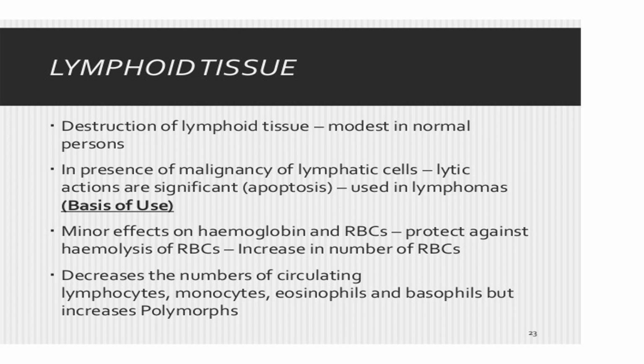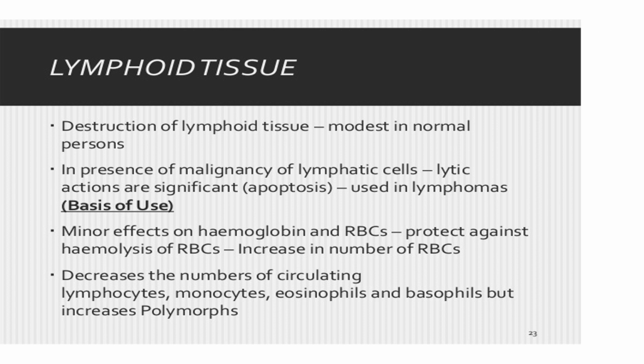Now, in the presence of malignancy of lymphatic cells, the lytic actions are significant. Apoptosis will be increased, and so they can be used in lymphomas. Since apoptosis, that is the killing process, is increased, they can be used in lymphomas. Then minor effects on hemoglobin and RBCs help to protect against hemolysis of RBC, because they help in the increase in the number of RBC. Also, it decreases the number of circulating lymphocytes, monocytes, eosinophils and basophils, but increases polymorphs. So, what are the changes in the lymphatic tissues?